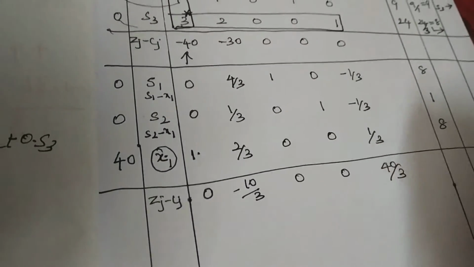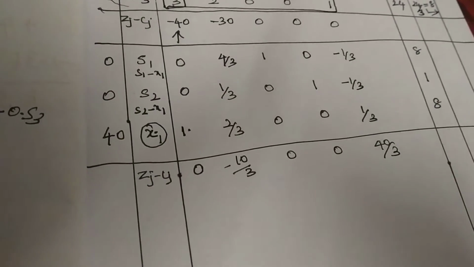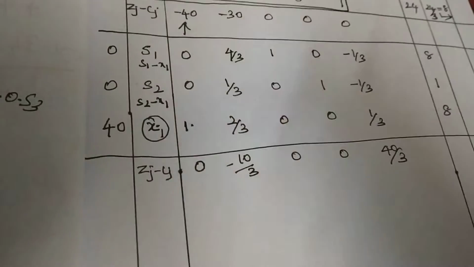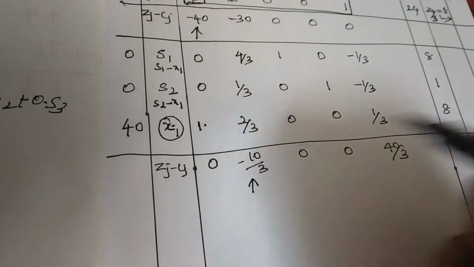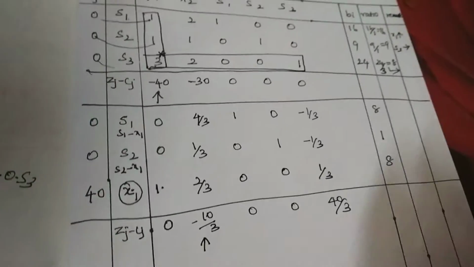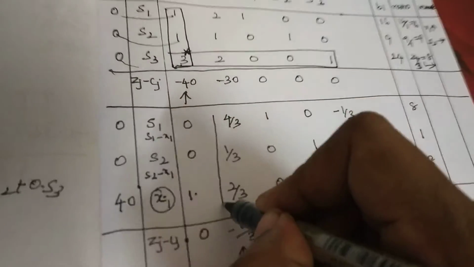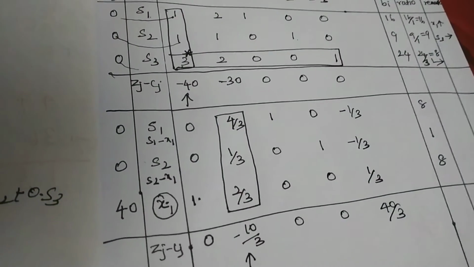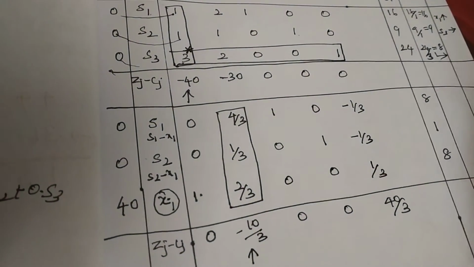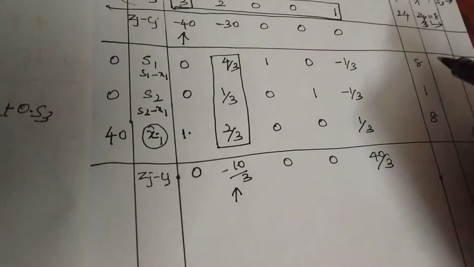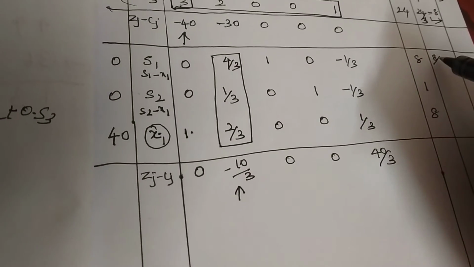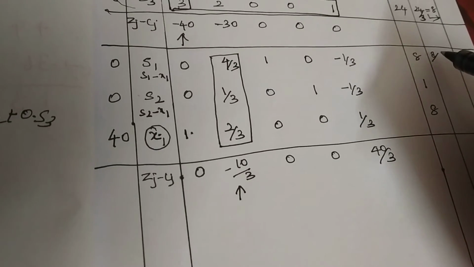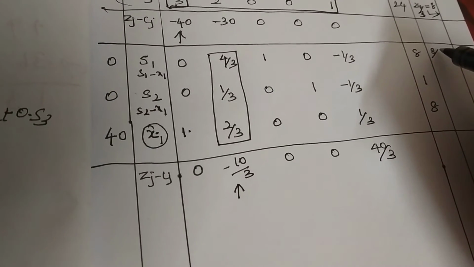The condition is Zj minus Cj greater than or equal to 0. Here we have only one negative value, so this variable enters the basis. Note down the corresponding column. Then we have to find which variable is going to leave the basis. For that, 8 by 4 by 3, which means we have to write 3 by 4.